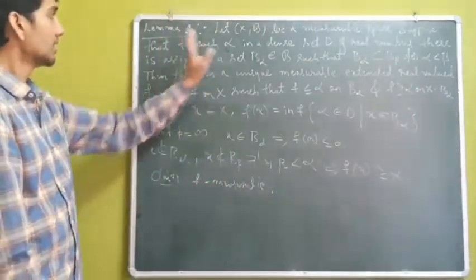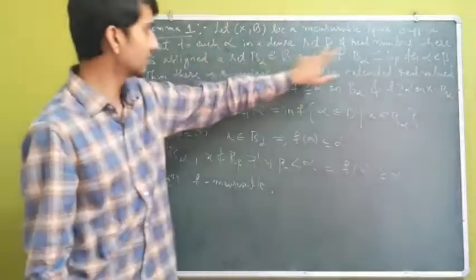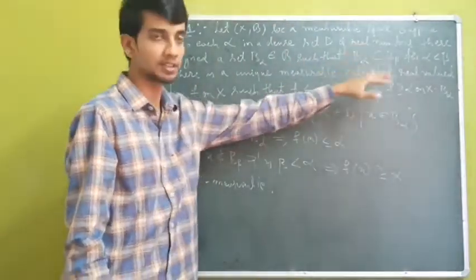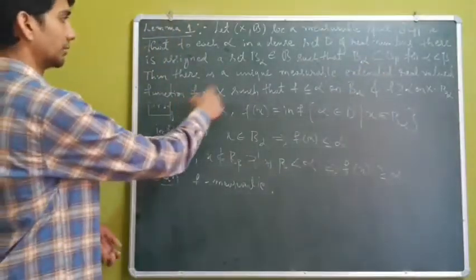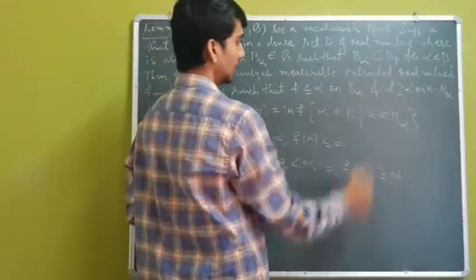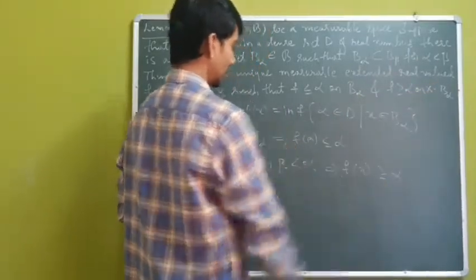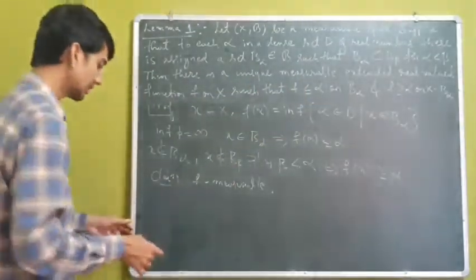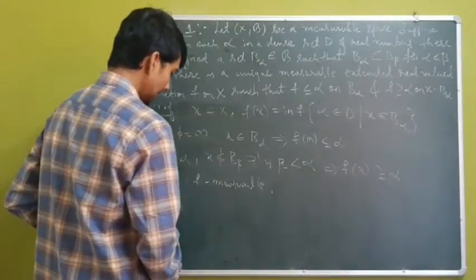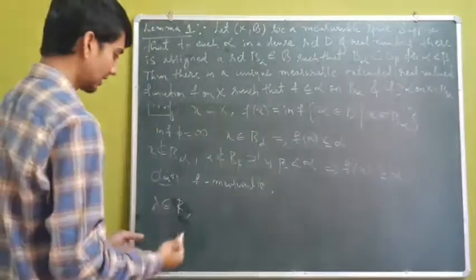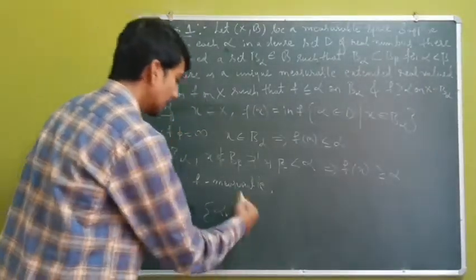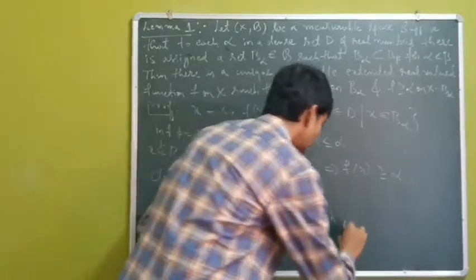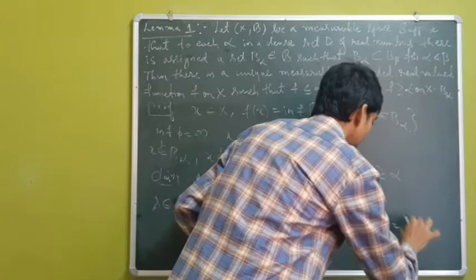If you come back to the lemma, X, B is a measurable space, and to each alpha in a dense set of real numbers we assign a set B alpha in B such that B alpha is contained in B beta for alpha less than beta. Then f satisfies f less than or equal to alpha on B alpha, and greater than or equal to alpha if it is not in B alpha. We just remain to prove that f is a measurable function. For this, I will consider lambda in R and construct a sequence alpha n in the dense set of real numbers D such that alpha n is less than lambda and the sequence converges to lambda.